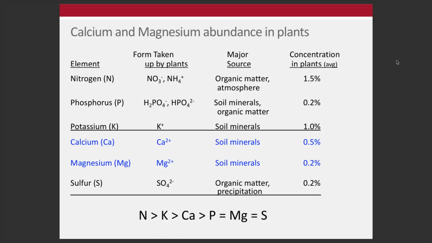The primary form or major source rather is through the soil minerals, and calcium typically represents maybe 2.5 times the concentration of magnesium in plants. So maybe about 0.5% for calcium and maybe 0.2% on average for magnesium.